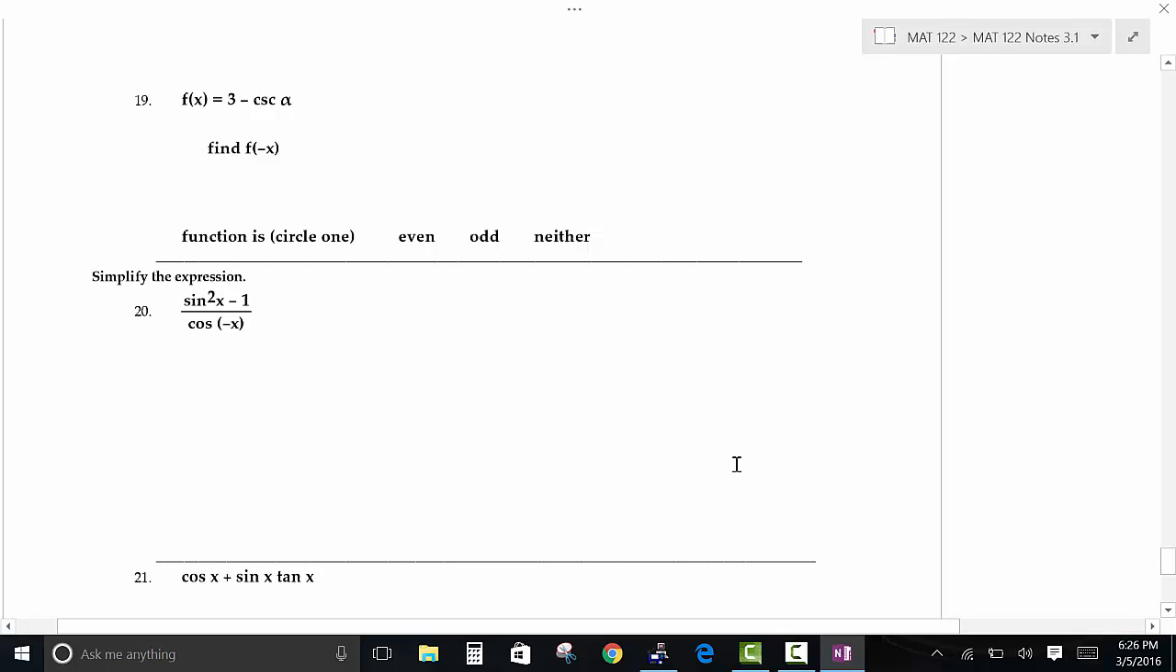Okay, let's go through and do something on number 19. We're going to start this the same way. So we're going to replace, and that really should have said cosecant of x. So this is going to be 3 minus cosecant. Replace the x with negative x, and then work it out. Well, the cosecant is an odd function. So since it's an odd function, that means the cosecant of negative x is the same as the opposite of the function. So you would have that.